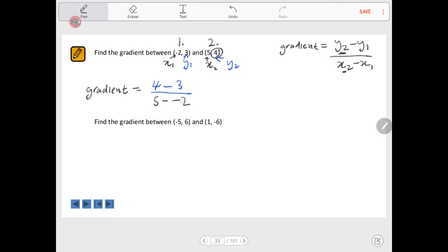See this double negative here, there's a negative in front of that 2 there, so we end up with a double negative. We've got to be really careful there. But you guys have practiced your directed numbers earlier in the unit, so you should know that 4 take 3 is 1, and 5 take negative 2 becomes 5 plus 2, which is 7. So the gradient is 1/7.